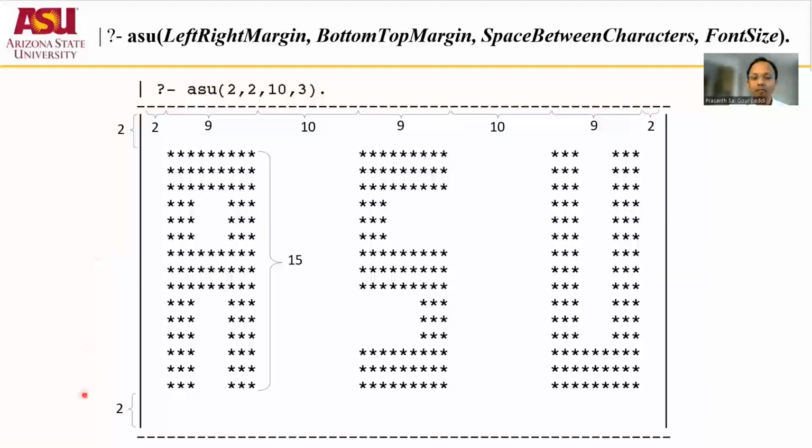The top and bottom are given by the second numerical, that is 2. And 3 times 5, representing 15, being the size of the alphabet. So that becomes a total of 19 rows in this image of ASU.